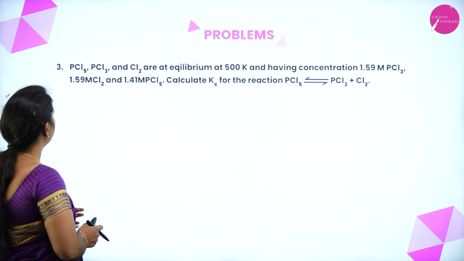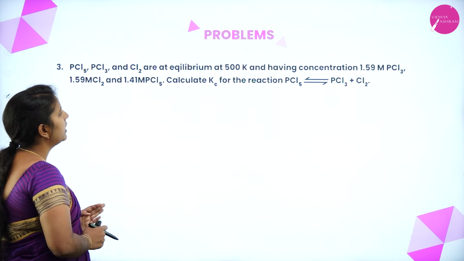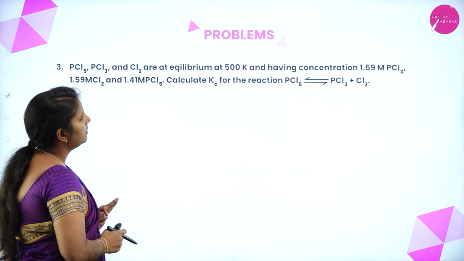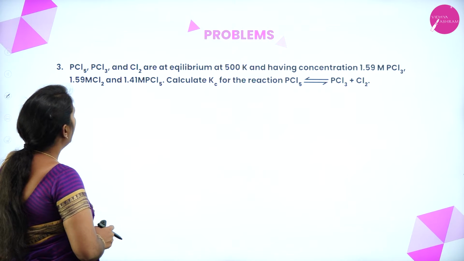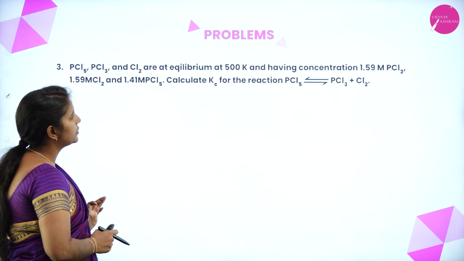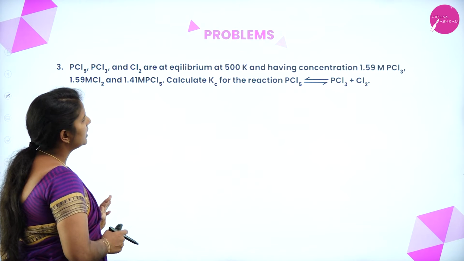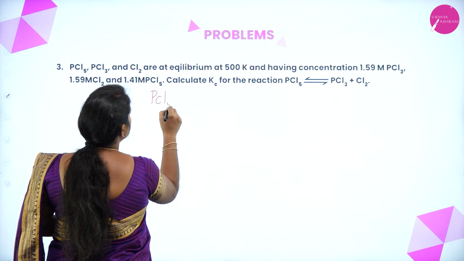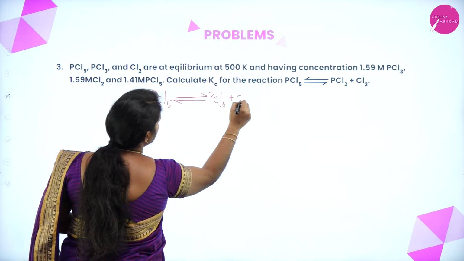We will take one more numerical. PCl5, PCl3 and Cl2 are at equilibrium at 500 Kelvin, having the concentration of 1.59 molar PCl3, 1.59 molar Cl2 and 1.14 molar PCl5, and calculate the Kc for the reaction. So, what is the reaction they have given? PCl5 is at equilibrium to give PCl3 plus Cl2. Now, I will write the equation. PCl5 is at equilibrium to give PCl3 plus Cl2.